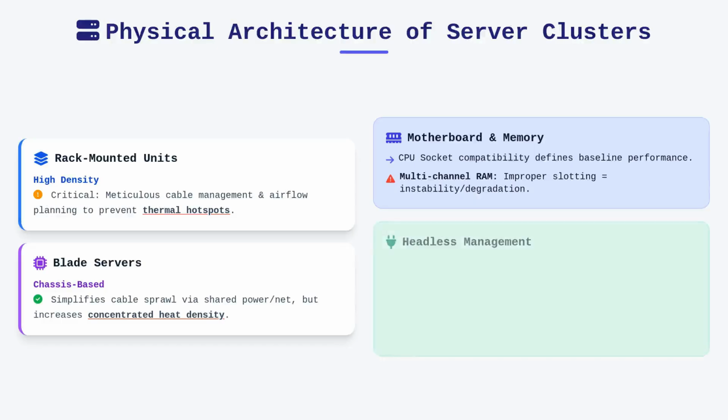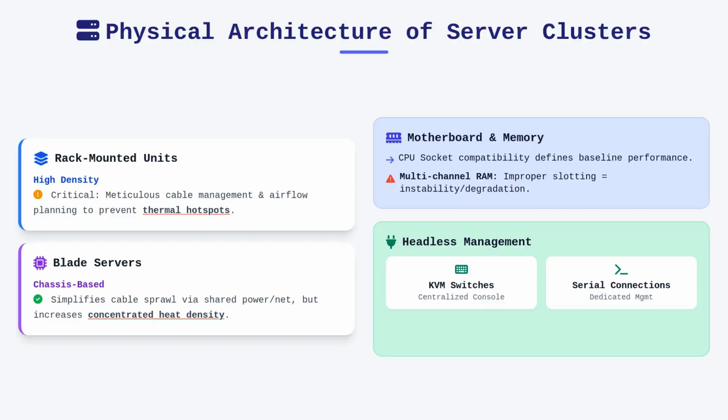Beyond the silicon, the importance of physical peripheral connectivity, such as utilizing KVM switches for centralized console access or serial connections for dedicated management consoles, remains a foundational skill for headless data center operations. These connections serve as the bridge between the physical hardware layer and the remote administrator, ensuring that we maintain control even when the primary operating system or network stack is unresponsive.